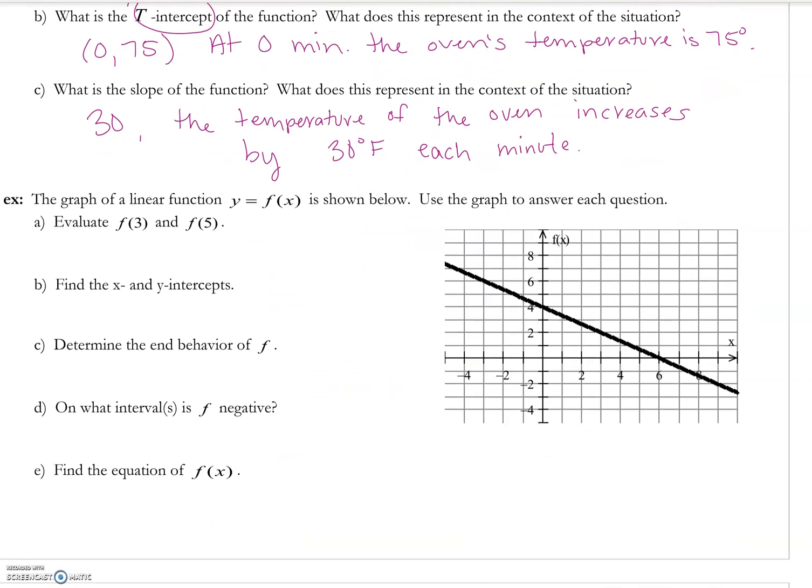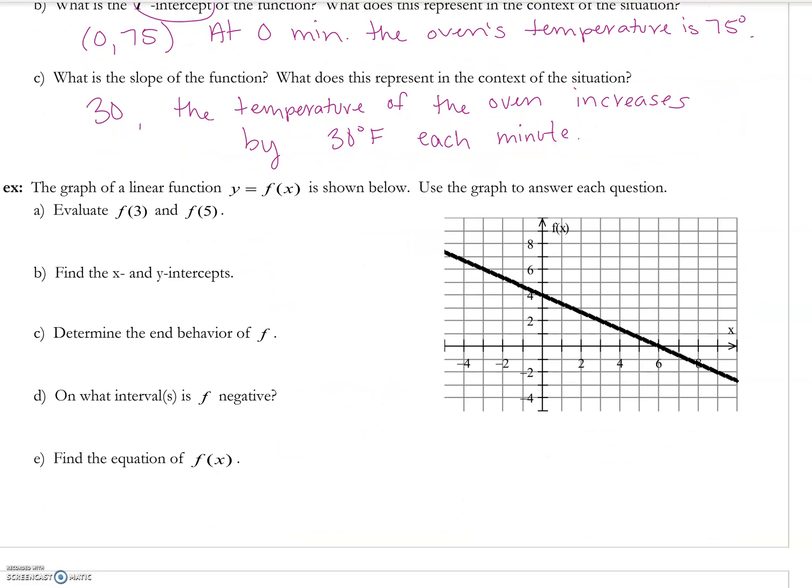Moving on to the next example. Here is a graph of the function y equals f of x. There is no context around it. It's just a function that we're calling f of x. So I want to evaluate f of 3 and f of 5. Again, with function notation, this 3 and this 5 are both x values.